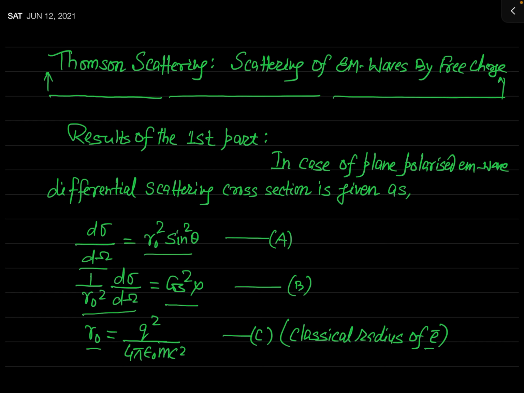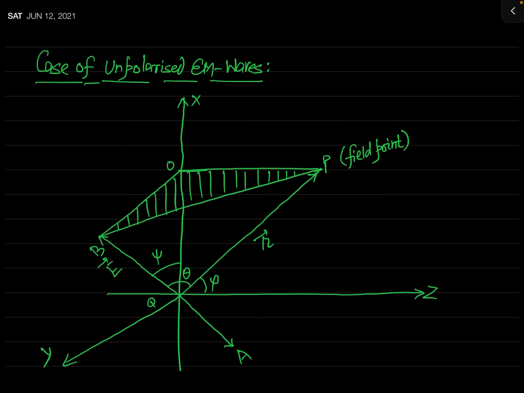Now, as this result has been obtained for a plane polarized electromagnetic wave, where we considered that the wave propagation is taking place in the z direction and its electric field vector was oscillating in the x direction, we now want to find these results for the unpolarized electromagnetic wave. Actually, the Thomson formula for scattering is obtained for unpolarized electromagnetic waves. So, for getting the differential scattering cross section for unpolarized waves, let us see this figure.